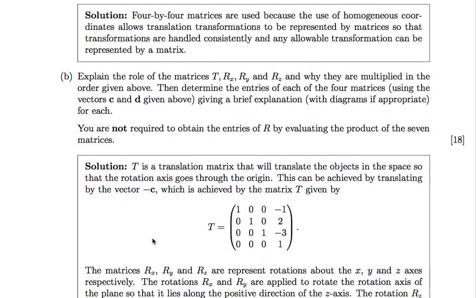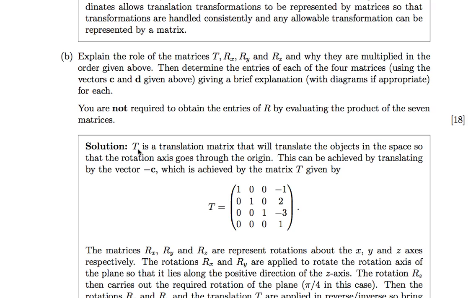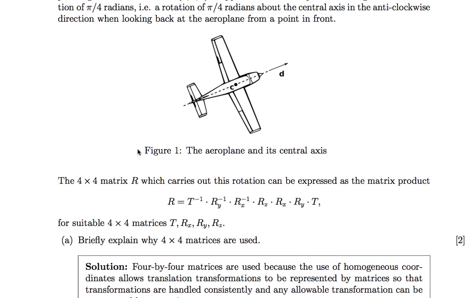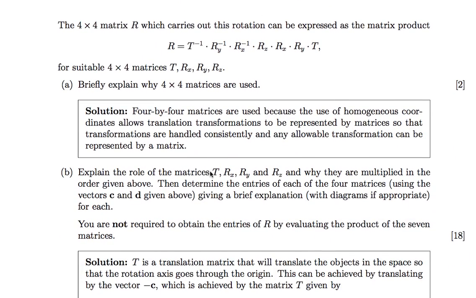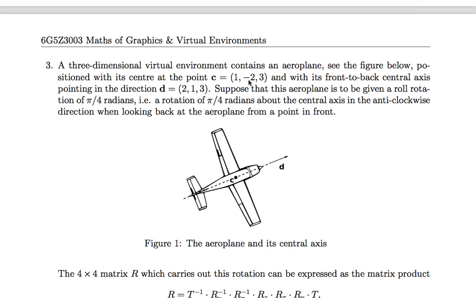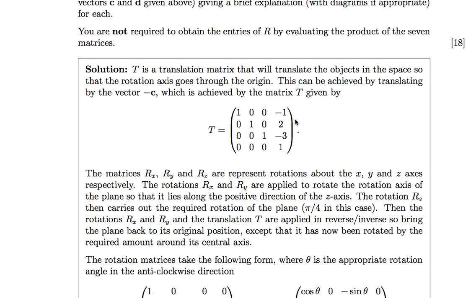Explain the roles of the matrices T, Rx, Ry, and Rz. Okay, so T is translation. So the first thing we need to do is move the aeroplane so that our position C is at the origin. Okay, so C was given by 1, minus 2, and 3. So we translate by minus C using this translation matrix here. The translation matrix is the identity matrix with the final column consisting of how much you want to move in the X, Y, and Z direction.